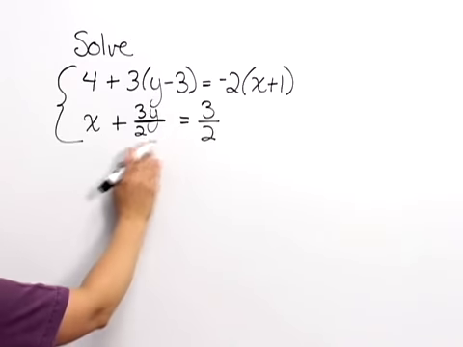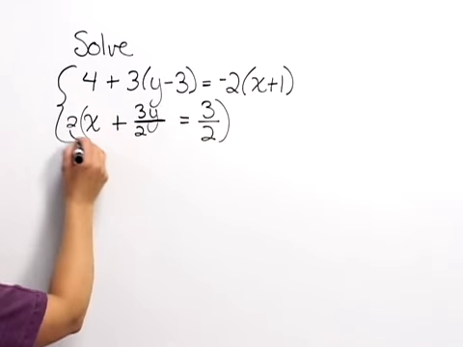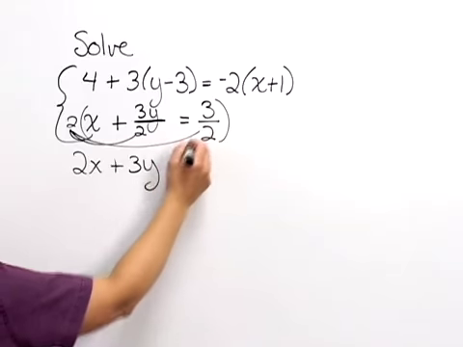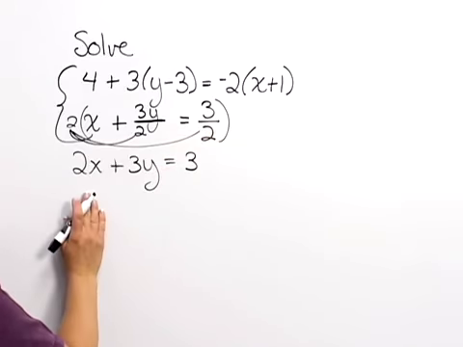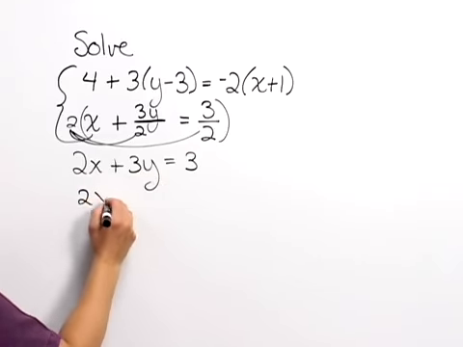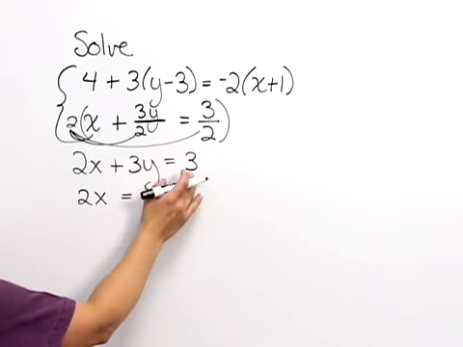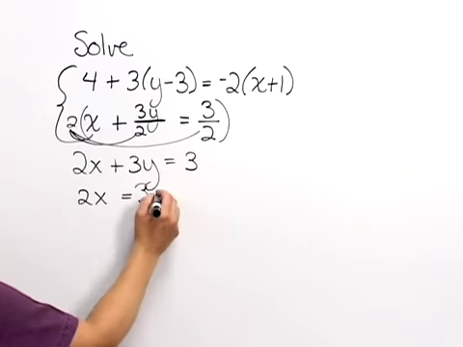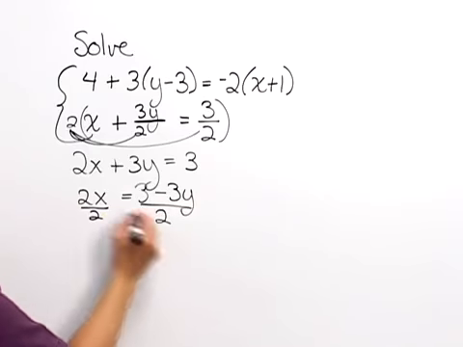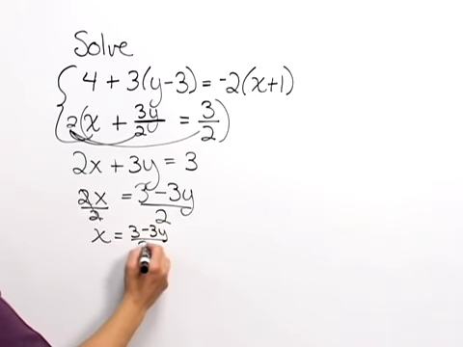So first thing I'd like to do is get rid of these fractions. So if I multiply everything by 2, I'll have 2x plus 3y equals 3. Now, let's go ahead and subtract 3y from both sides. That gives us 2x equals, we subtract 3y here, so it's not there on that side anymore, but we have a 3, and then we subtract 3y here also. Now, if we divide both sides by 2, we find out that x equals (3 minus 3y) over 2.